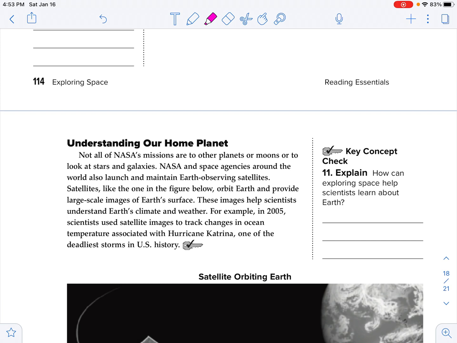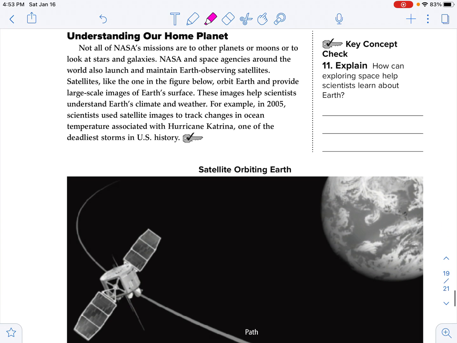Understanding our home planet. Not all of NASA's missions are to other planets or moons or to look at stars and galaxies. NASA and other space agencies around the world also launch and maintain Earth-orbiting satellites. Satellites, like the one in the figure below, orbit Earth and provide large-scale images of Earth's surface. These images help scientists understand Earth's climate and weather. So let's go ahead and mark that, and we can just go ahead and talk about Earth-orbiting satellites.